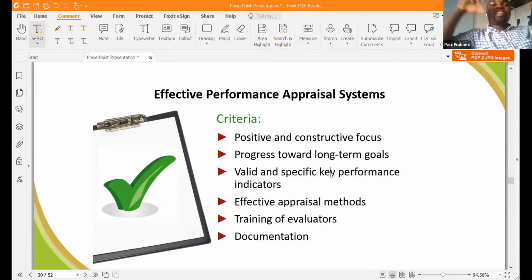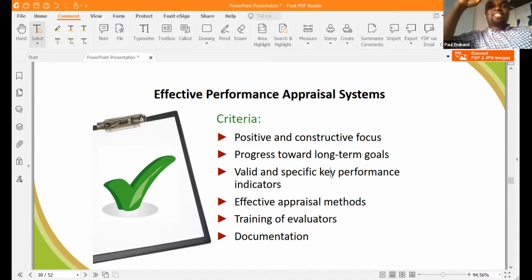Progress towards long-term goal. You should progress towards long-term goal. Like we were saying in the previous slide, when you are planning, plan for long-term, not short-term, right? So as we progress, we should be able to measure our improvements. Okay, this is how we did last time. Oh, there's XYZ improvement and stuff. Validate and specify key performance indicator, your KPI. It should be specific and valid, right?